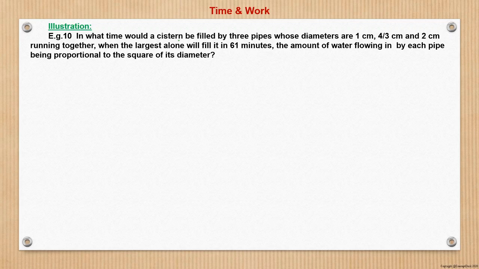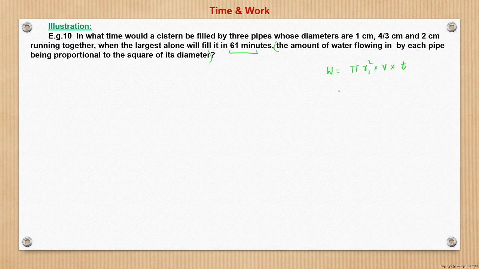In what time would a cistern be filled by 3 pipes whose diameters are 1 centimeter, 4 by 3 centimeter and 2 centimeter running together, when the largest alone will fill it in 61 minutes? The amount of water flowing in by each pipe is proportional to the square of its diameter. This is needless to say, because we have seen that work done by a pipe is pi r square into velocity of the flow into time, right? This is the work done.